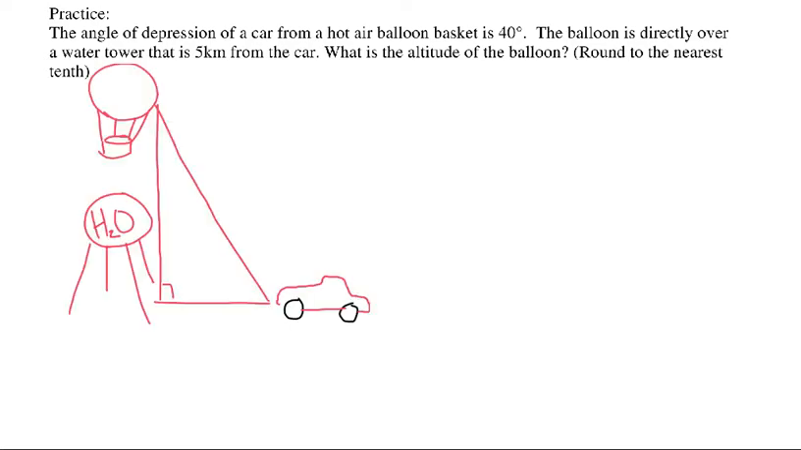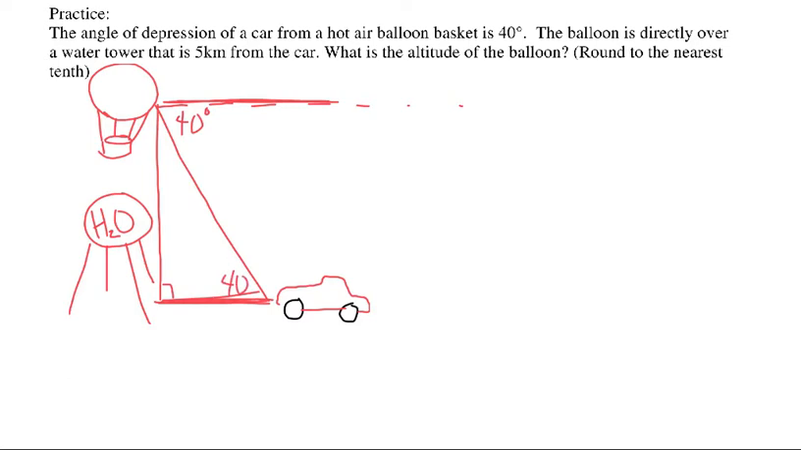So here's my little drawing, and we have that the hot air balloon's angle of depression is 40 degrees. So think of from the line of sight out here, that this angle on the outside is 40 degrees, but because this bottom line and the top line are parallel to each other, then we know that this angle right here is also going to be 40 degrees.